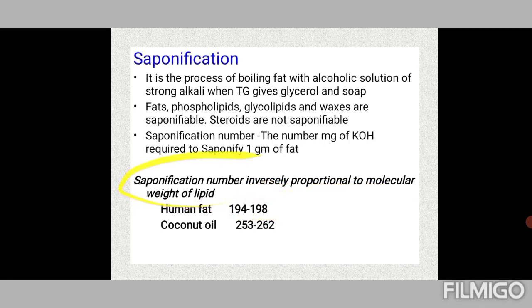The saponification number is actually inversely proportional to the molecular weight of the lipid. The fatty acids present in fats will have a greater molecular weight because they are long chain fatty acids, and the oils will have a lower molecular weight for the fatty acids because they have short chain fatty acids. So this is the reason why saponification number is inversely proportional to molecular weight of lipids, and human fat has a lesser saponification number, while coconut oil or oils generally have a higher saponification number.